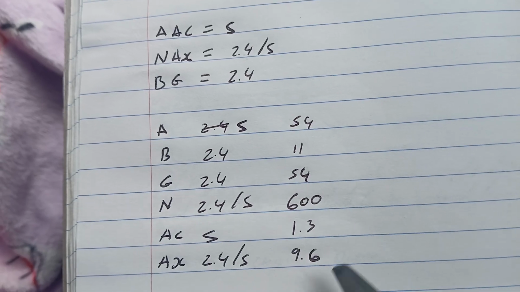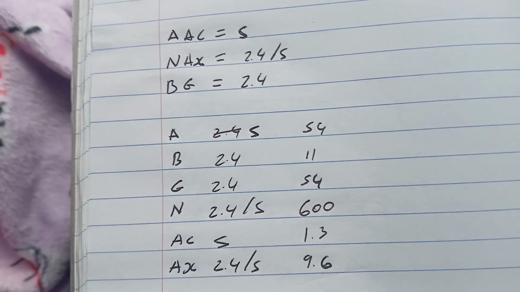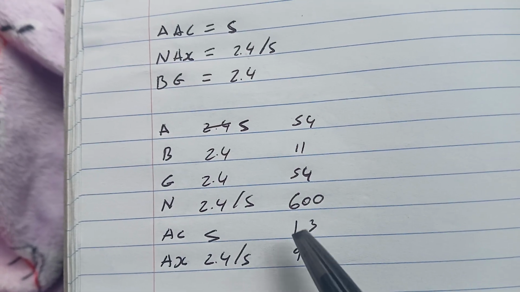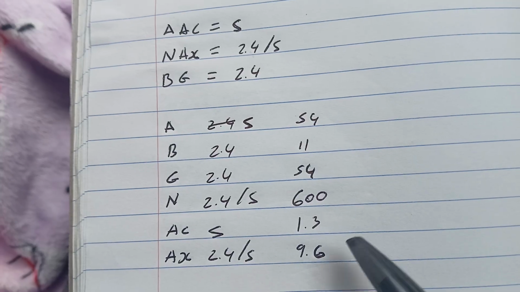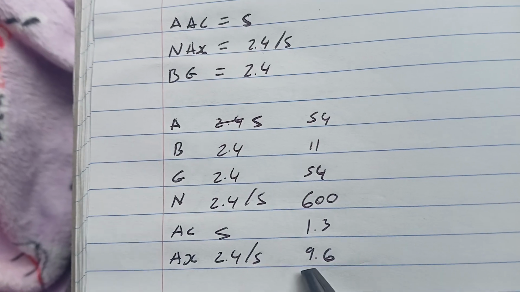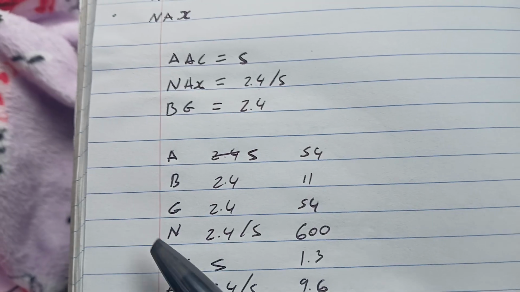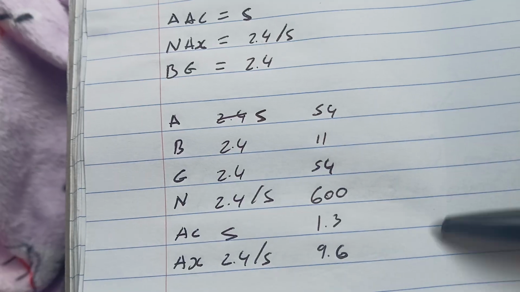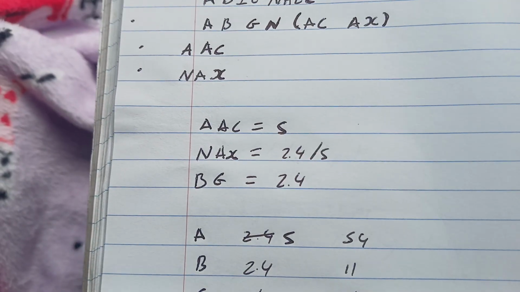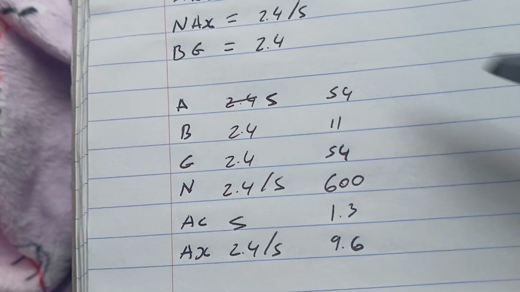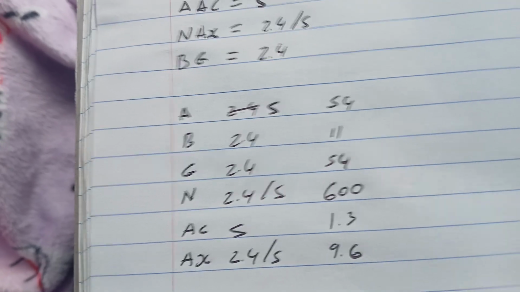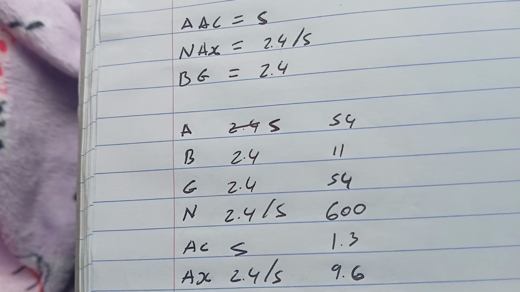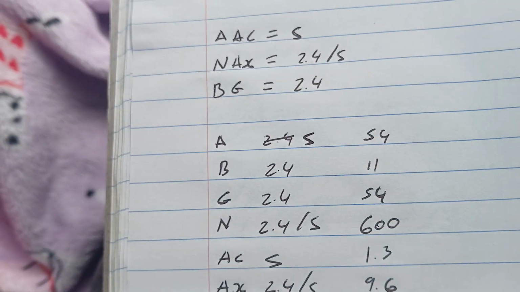Okay, cool. Then 1.3 and 9.6. If they ask for any standard between 1.3 and 1.6, then you know it's going to be AC. 1.3, 9.6. It still is a lot to get over and swallow, but it's easier to break everything down in a manner like this so you can remember it, versus breaking off every single chunk, like A 5 and then 54, B 2.4 and 11. It's easier to remember it this way.